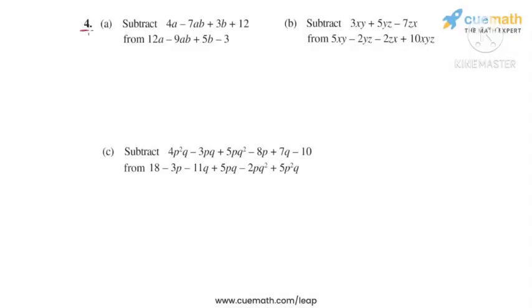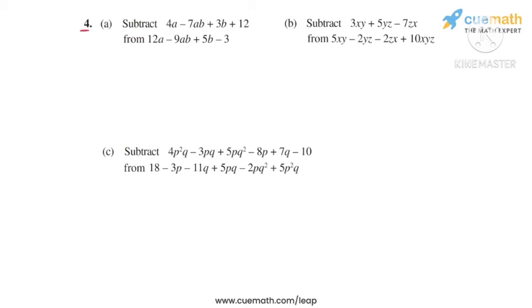In question 4, we have these 3 parts, and in each part we are given 2 expressions, and we have to subtract the first expression from the second. So in each part we will write the 2 expressions in separate rows such that the like terms are written one below the other, and then carry out the subtraction process. Okay, so let's start with the first part.